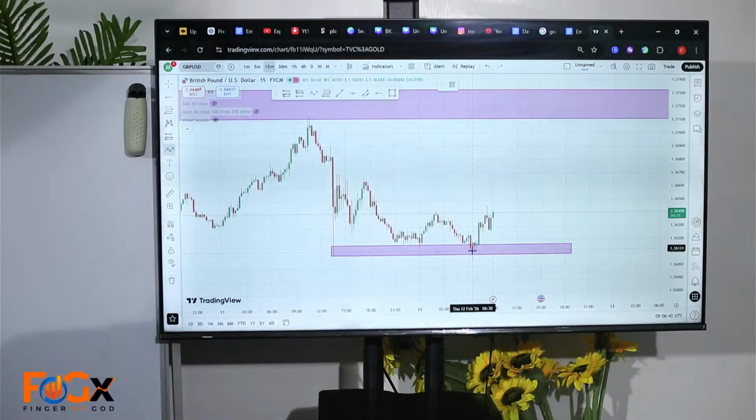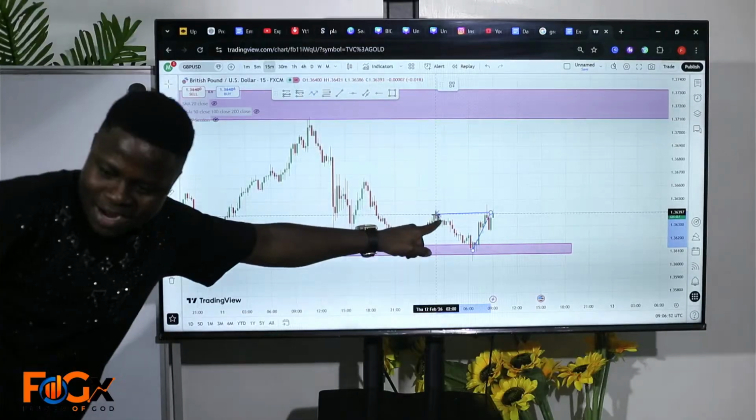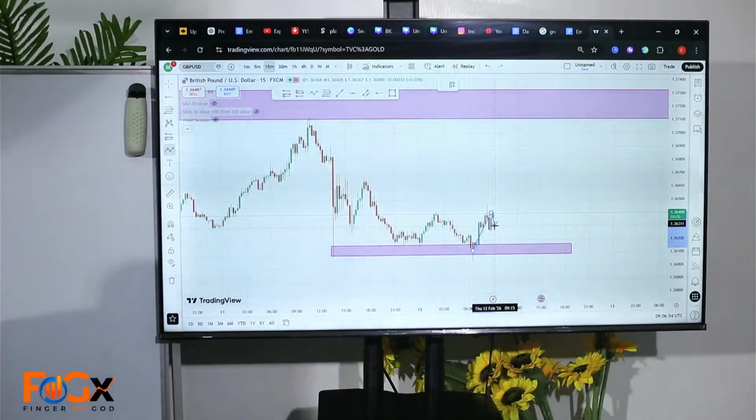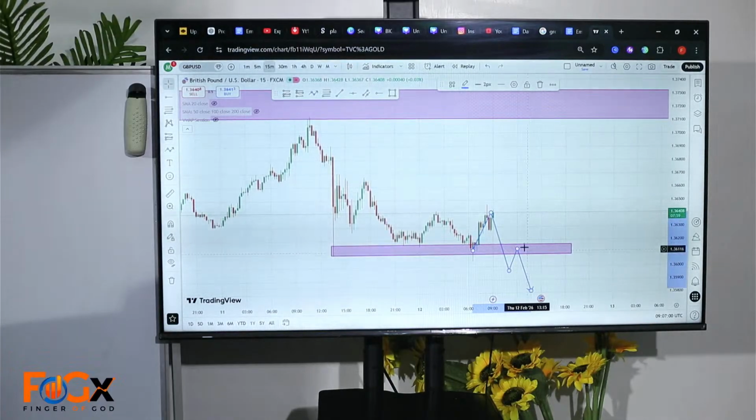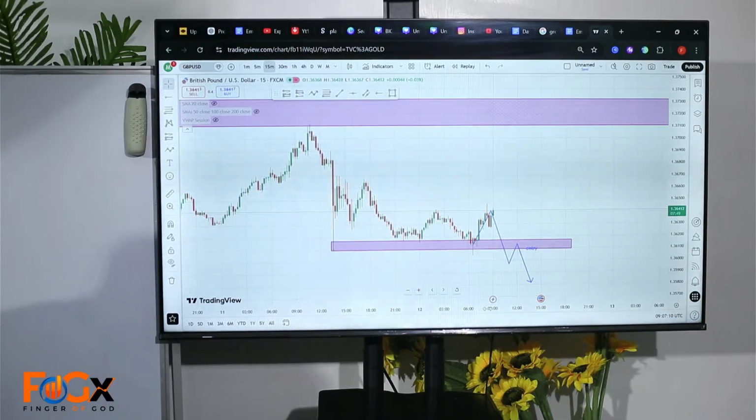Okay, now price has come back here. If price does not break this lower high, then we should expect price to break here, reject back, and then we are selling from here. See our entry here. Our entry is somewhere here. Then we sell lower.